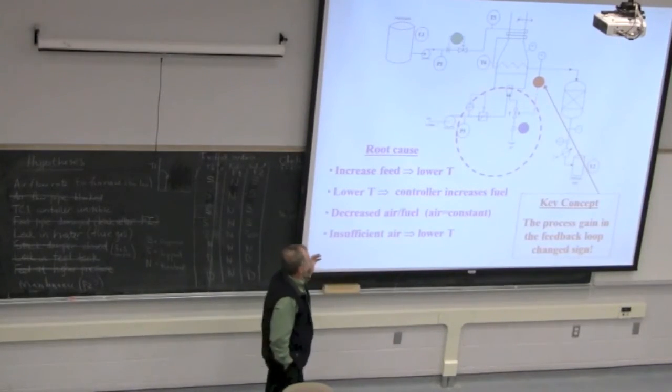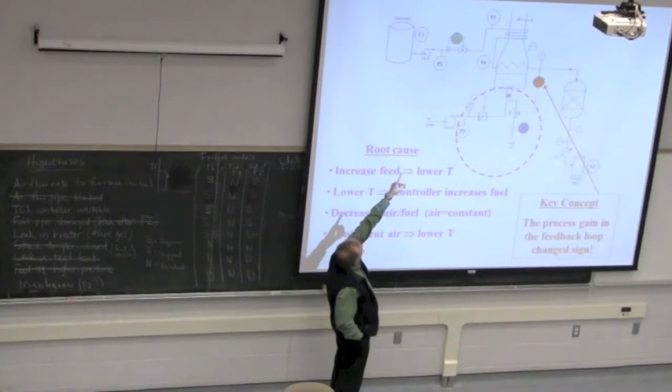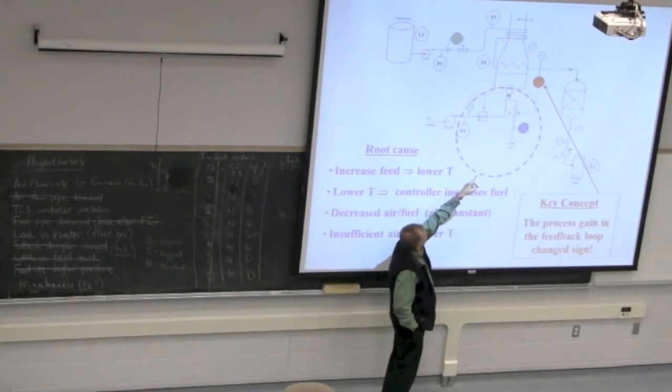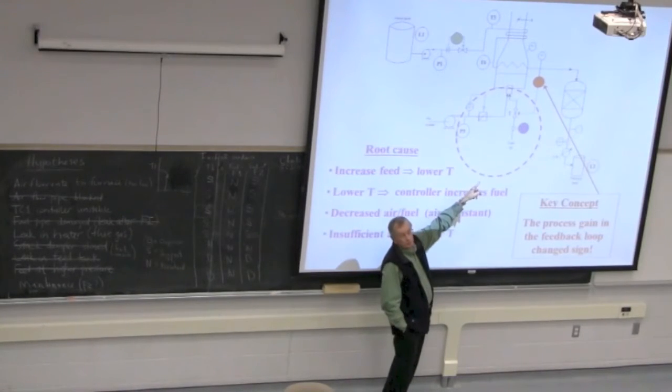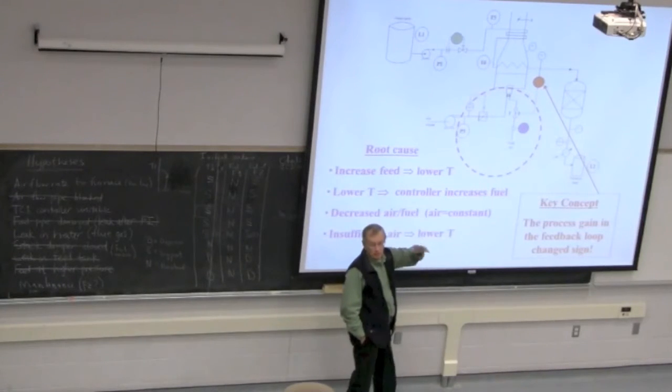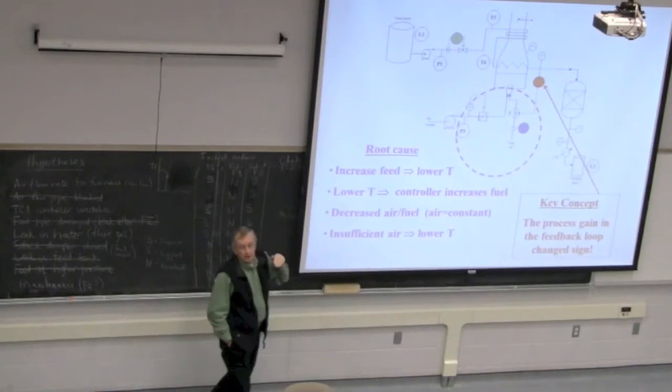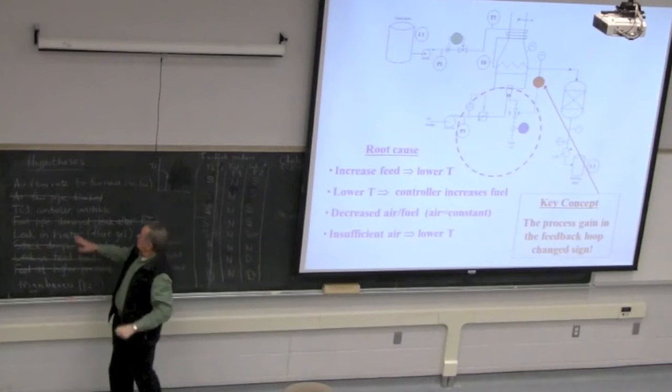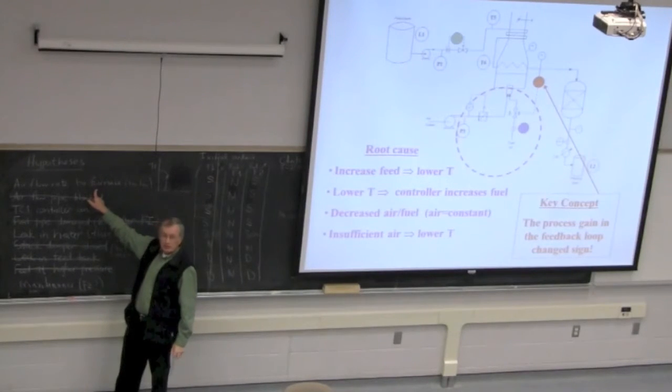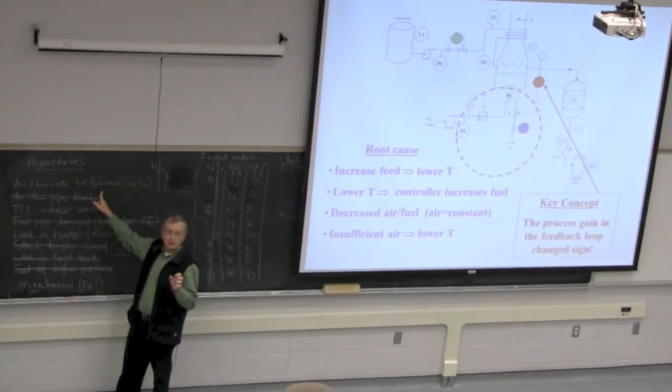Do that. So increase the green controller, the feed rate increases, the red temperature drops, we start putting more blue fuel in. We keep putting more and more fuel in, and if we keep increasing the production rate and we keep the air constant, then we're really having this symptom. But the root cause is not a problem in the air compressor or the air pipe or the air valve, it's just we didn't change the air.